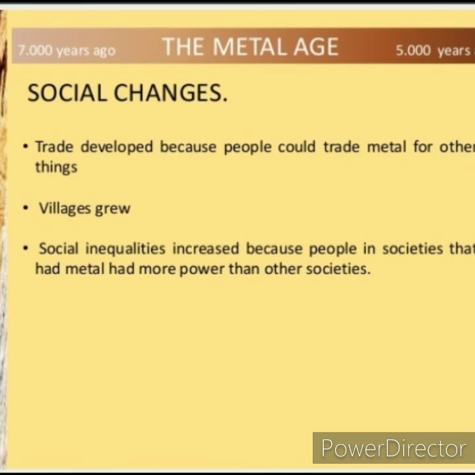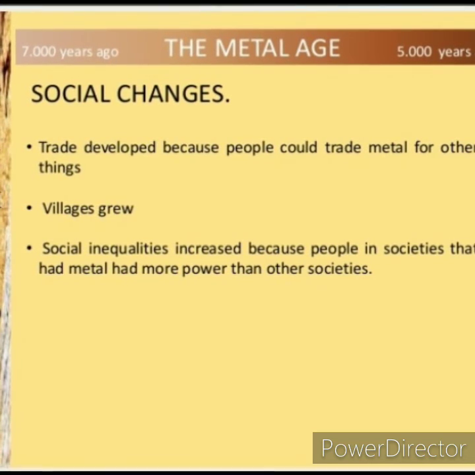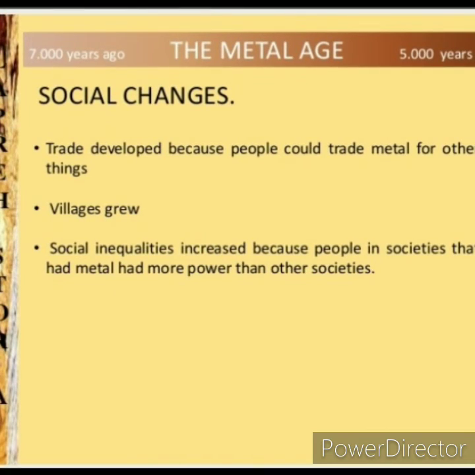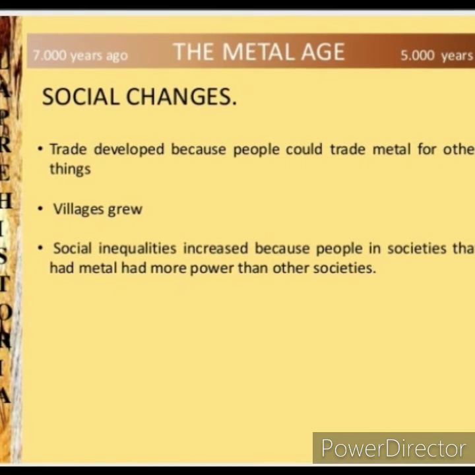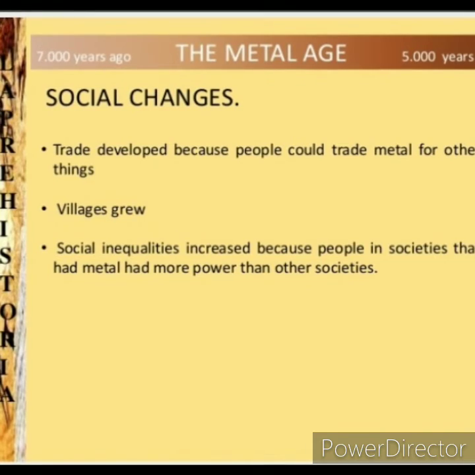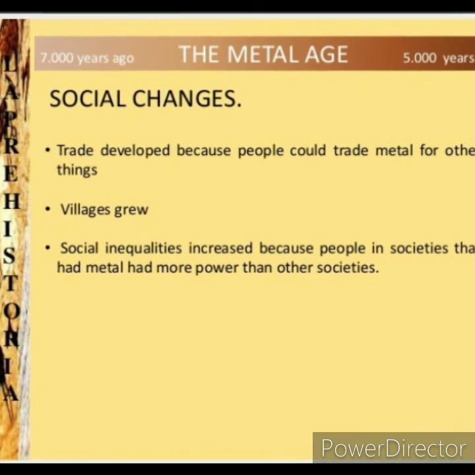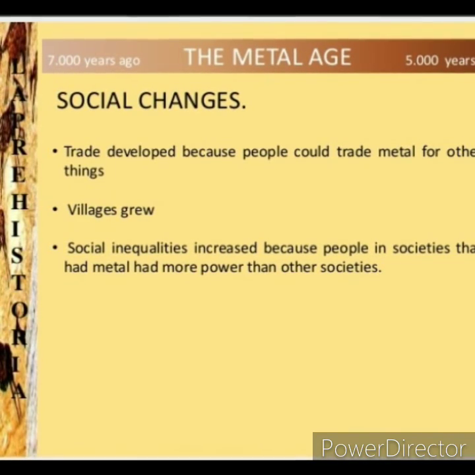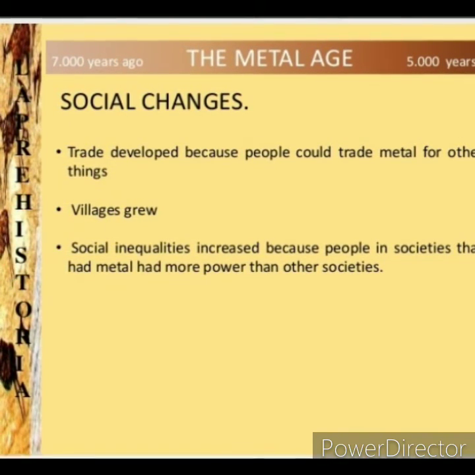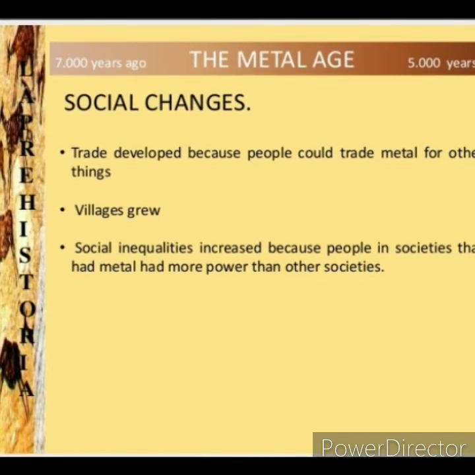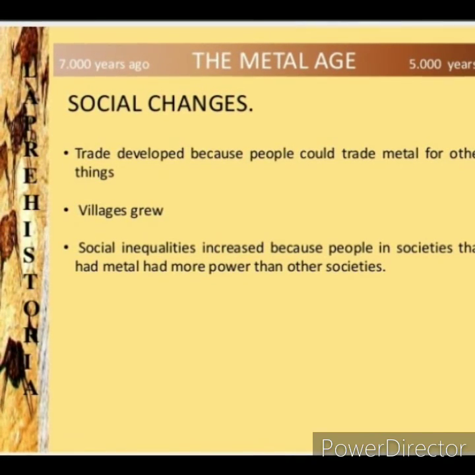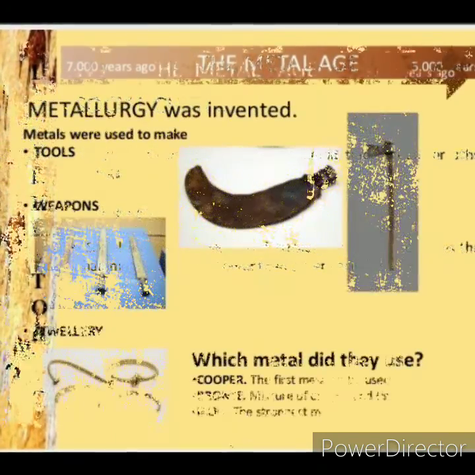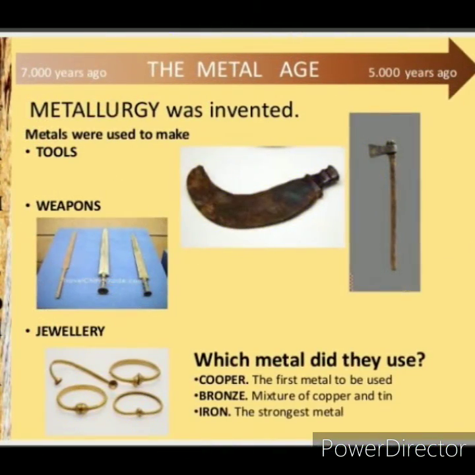Trade development started happening because people could trade metal for other things, and the villages started growing because of the abundance of food, the population started increasing and the villages started growing. Social inequalities increased because people in some societies had metal and had more power than other societies. So metals were also considered as the wealth of human beings at that time.